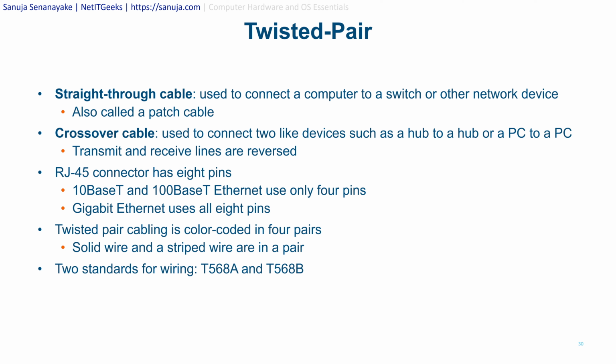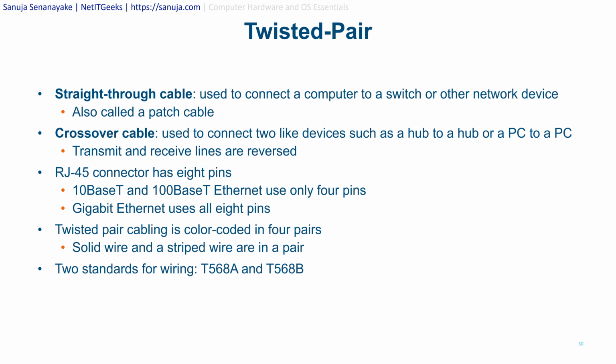The RJ45 connector has 8 pins. However, 10BASE-T and 100BASE-T Ethernet only use 4 of those 8 pins. The other 4 don't actually get used. Gigabit Ethernet, however, uses all 8 pins available on the RJ45 connector.